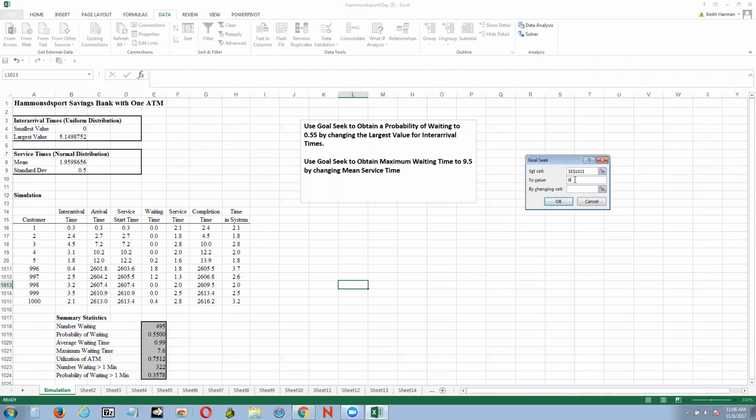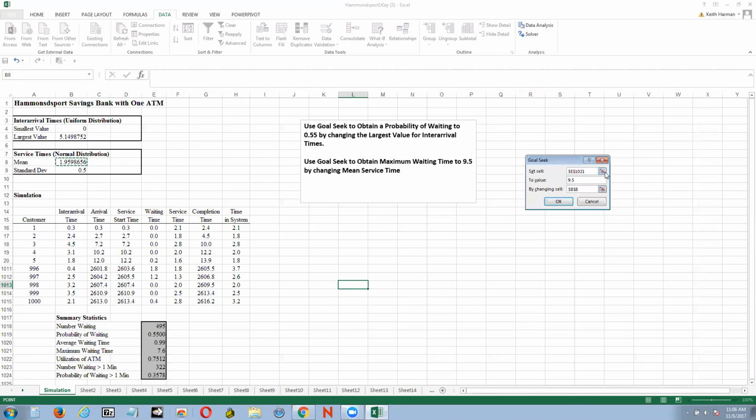Now, again, these figures that we're using for these goals might be industry standards, these might be budget issues. It could be any one of a variety of reasons why we do this, and we'll change the mean service time. And we'll find this over here, the mean.